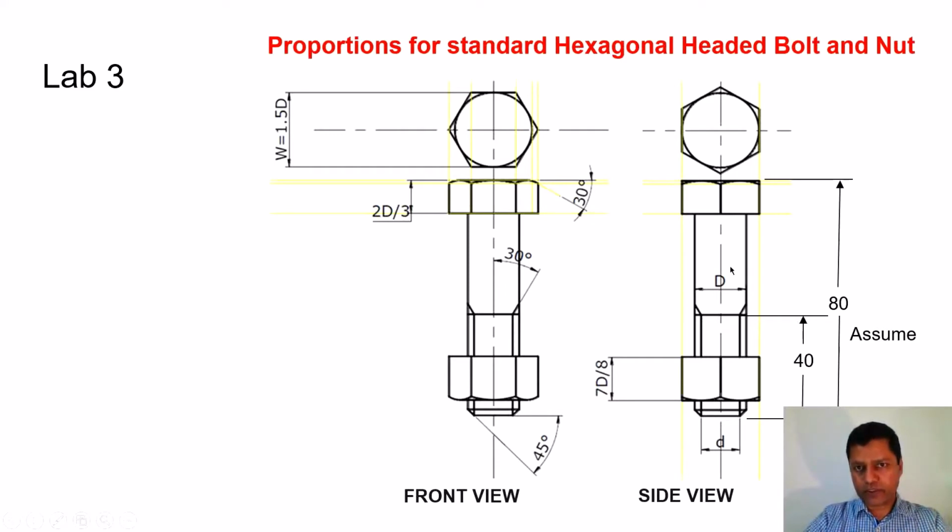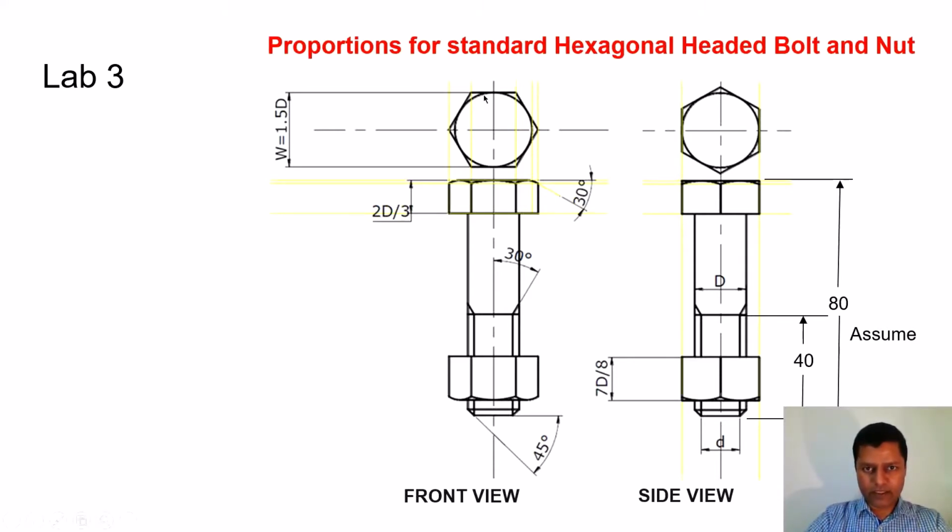The proportions for the standard hexagonal headed bolt and the nut are given. They are slightly different for the heavy duty bolt and the nut. Now here, this is your major diameter. This is a side view and this is a front view. The major diameter will be given to you in the exercise. It may be different for every student. So everything depends on the major diameter.